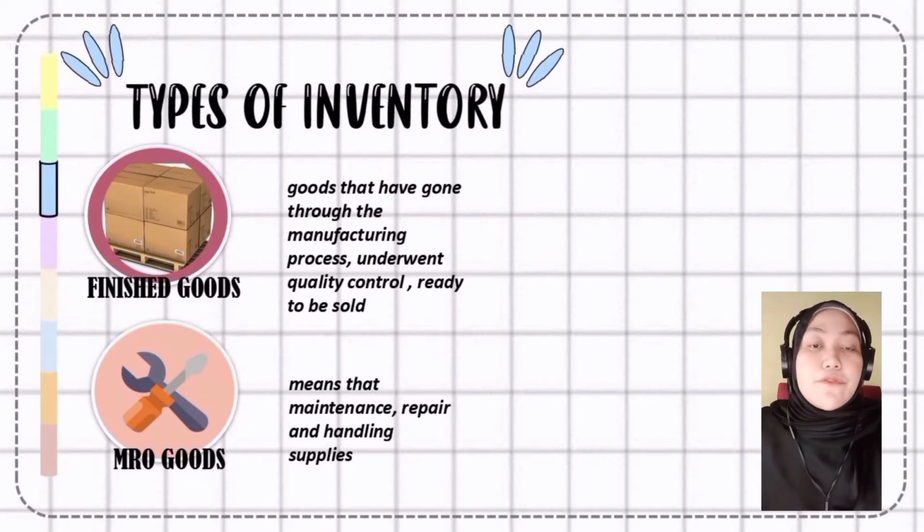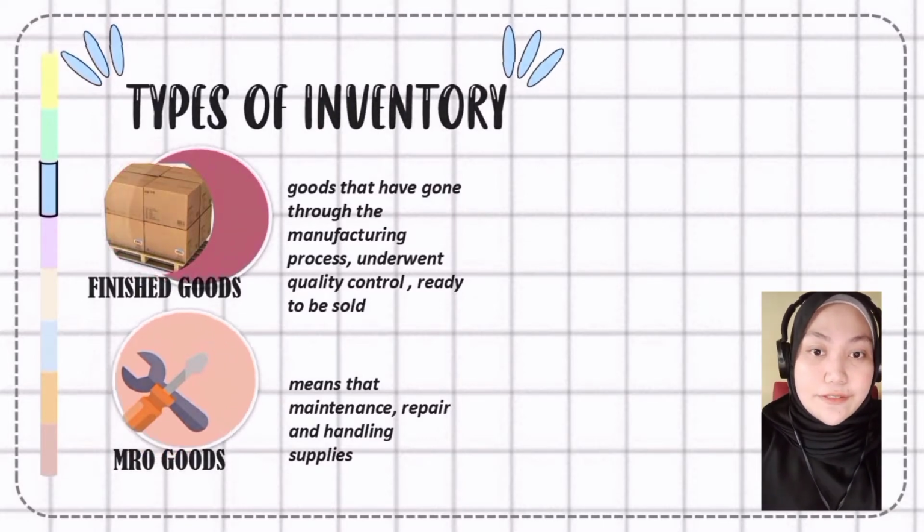And the last type of inventory is MRO goods. MRO means maintenance, repair, and handling supplies. MRO inventories sometimes include items that are considered raw materials, but in this case are essentially spare parts, things that are required to operate, such as equipment and machinery. Other than that, MRO inventories also include hygiene supplies, such as gloves and uniforms, and also office supplies such as papers and pens and others.